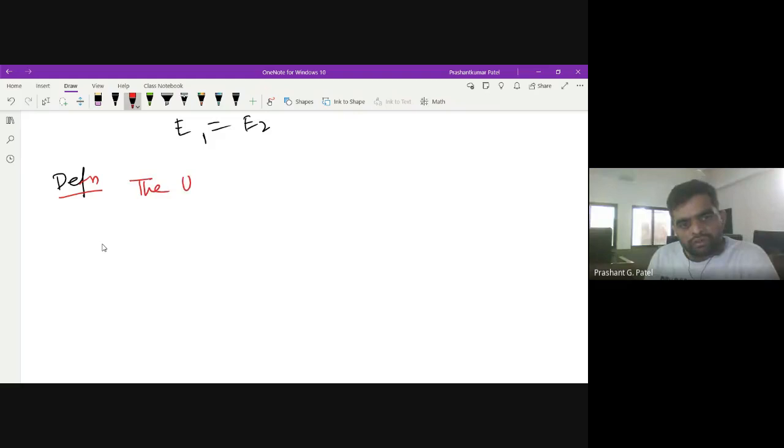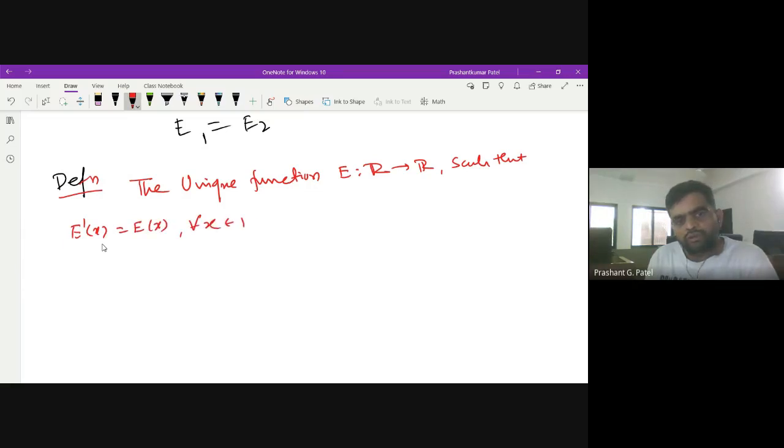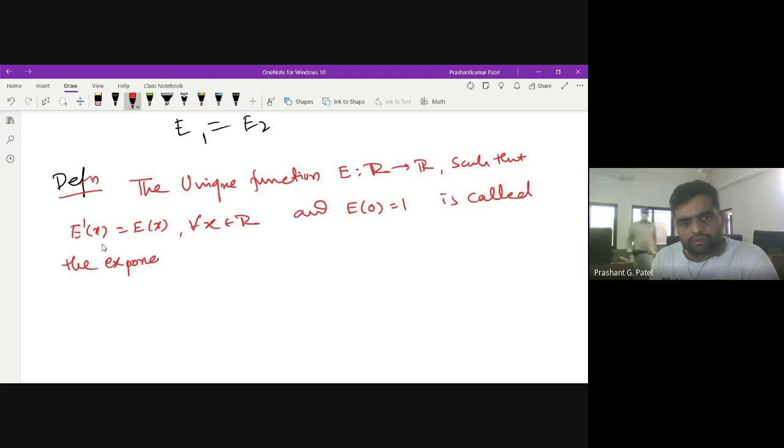So our objective is to define now the exponential function. The unique function E, which is from R to R, such that E dash of x is equal to E of x for all x belongs to R, and E of 0 is 1. It's called the exponential function. And the number E, that is E of 1, is known as Euler's number.